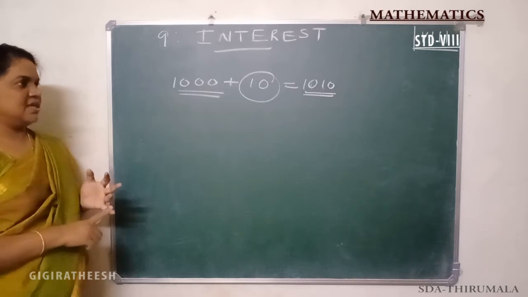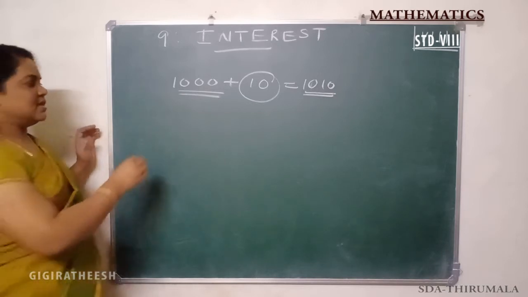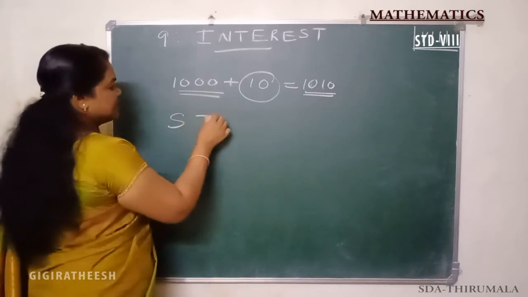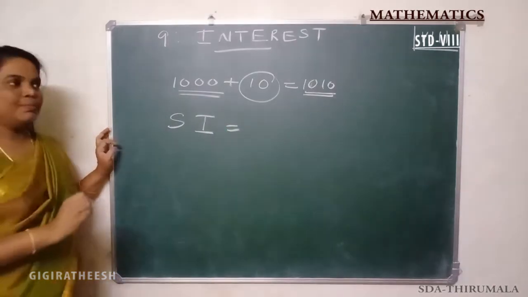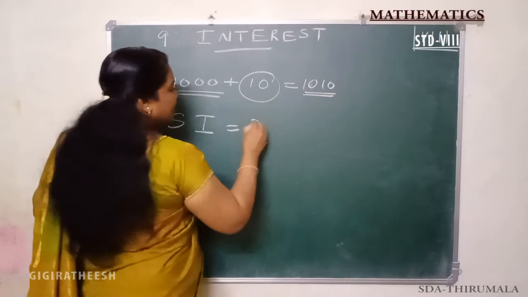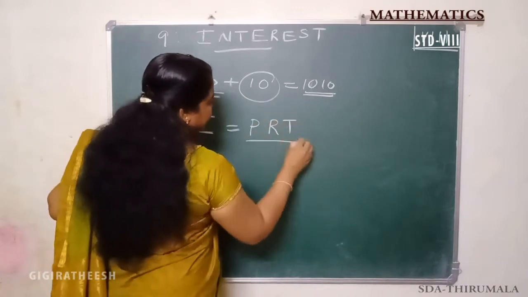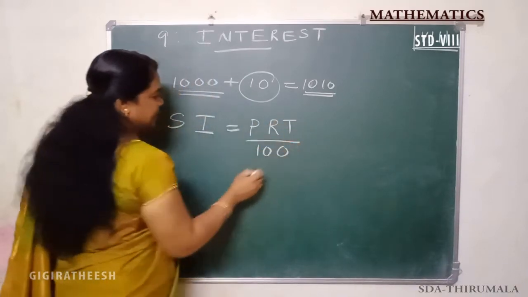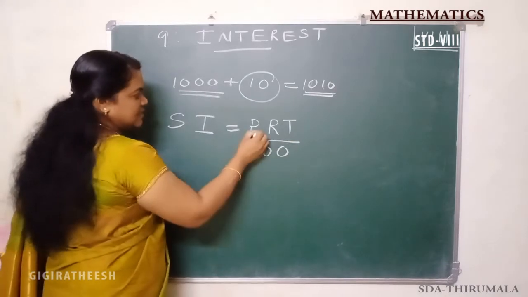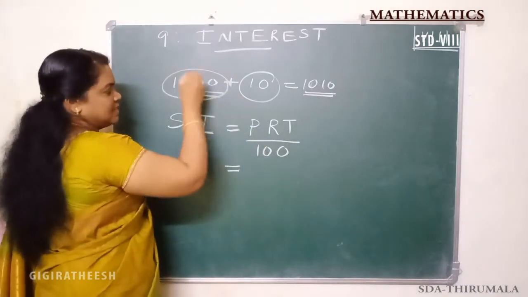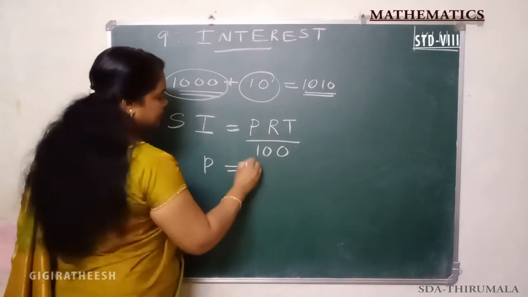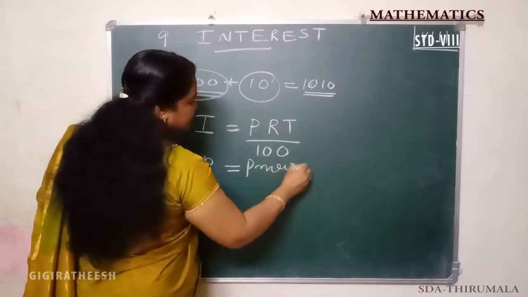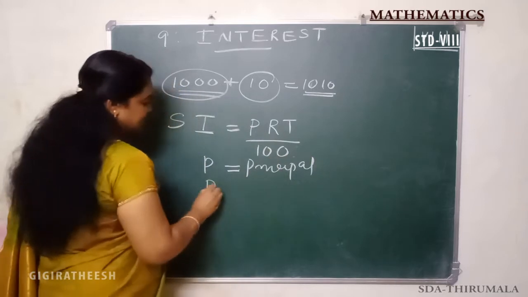First of all, we are studying simple interest. What is simple interest? How can we calculate simple interest? Simple interest is calculated by using a formula: PRT by 100. P is the principal, the principal amount that we borrowed, and R is the rate of interest.